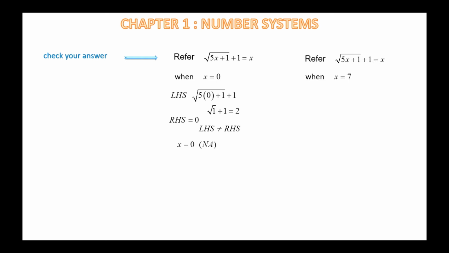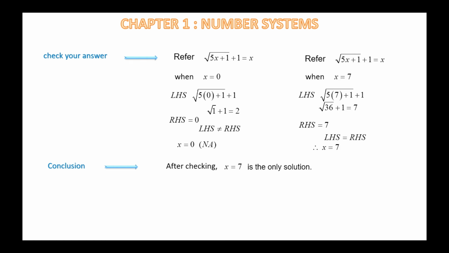When x equals 7, from left hand side, root 5 times 7 plus 1, and plus 1. Calculate, we get equals 7. From right hand side, we get equals 7. So left hand side equal right hand side. So x equals 7 is the answer. Conclusion: after checking, x equals 7 is the only solution.